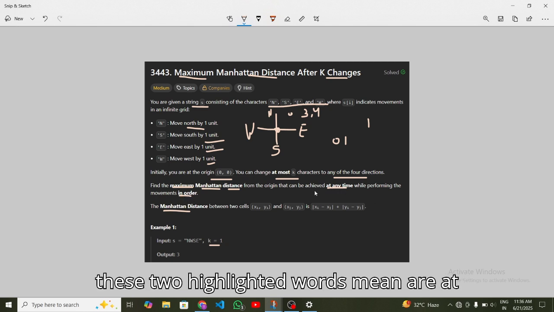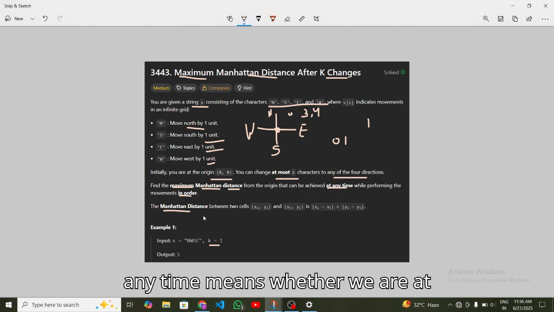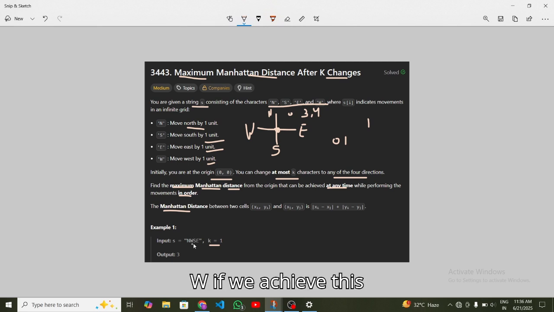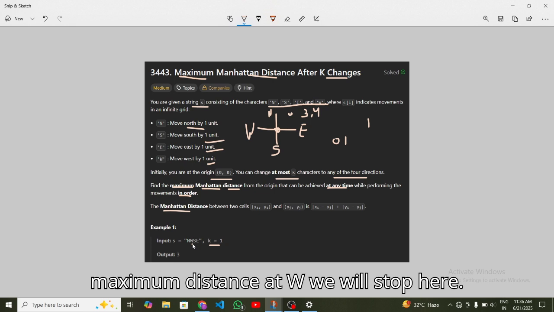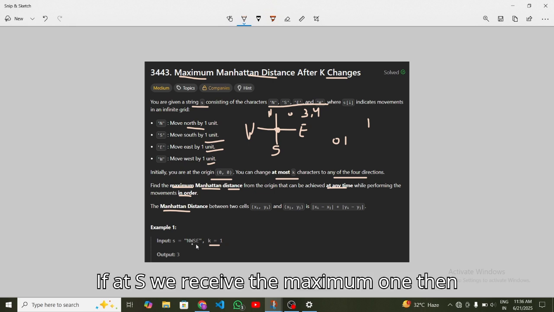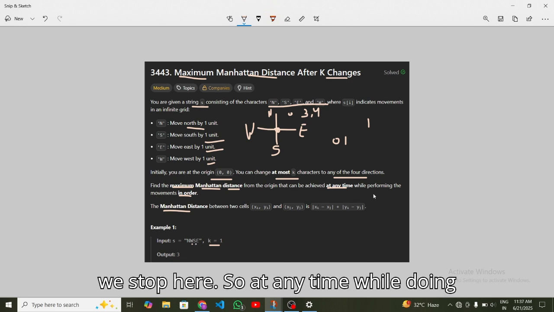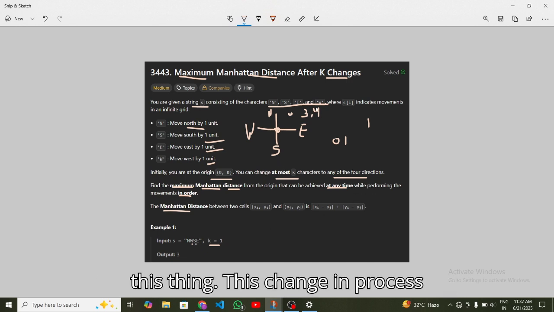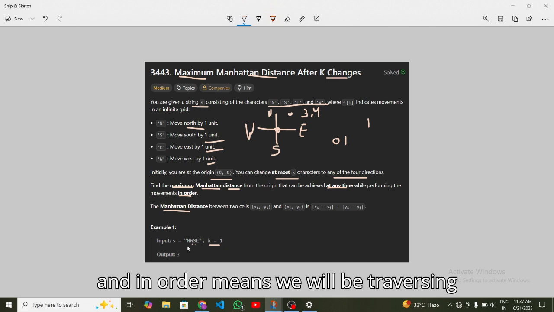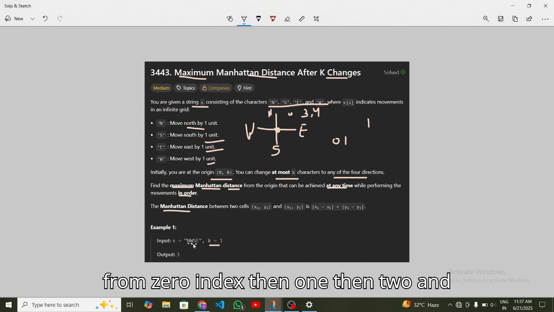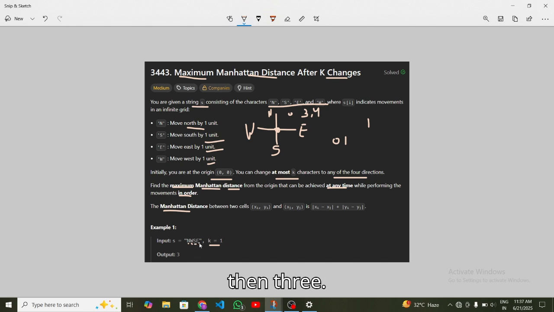What these two highlighted words mean: at any time means that if we achieve the maximum Manhattan distance at W, we will stop here. If at S we receive the maximum one, then we stop here. So at any time while doing this changing process, and in order means we will be traversing from 0 index, then 1, then 2 and then 3.